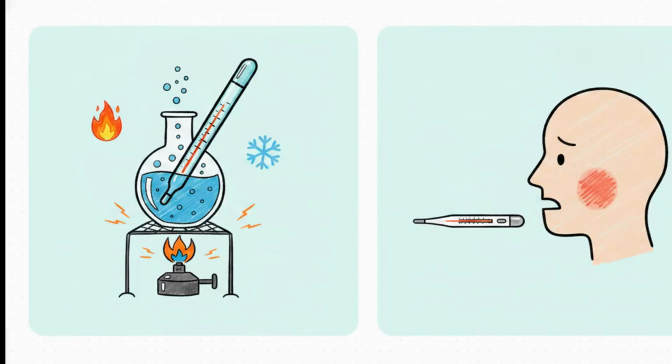And hey, you definitely wouldn't want to use one of those boiling hot lab thermometers on a person. Lab thermometers are built tough to handle the massive extreme temperature ranges of chemical reactions. Medical thermometers, on the other hand, operate in a tiny, incredibly precise range, usually just 35 to 42 degrees Celsius. This is strictly so they can safely and accurately check if you're spiking a fever.